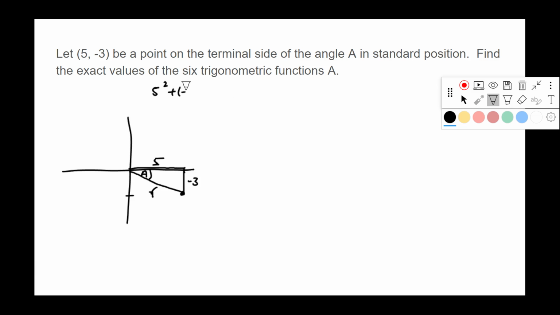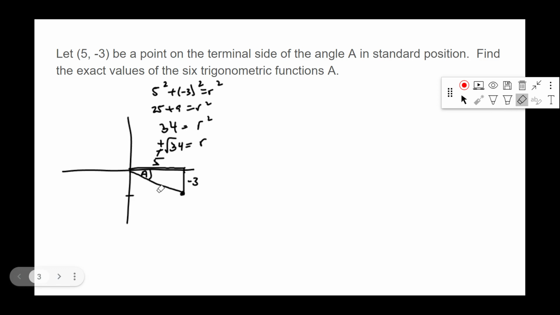I get 5 squared plus -3 squared equals r squared. So 25 and 9 is r squared. r squared is 34. So r equals plus or minus square root 34. But the radius has to be positive. So we're going to throw out the negative answer. We're going to say r is the square root of 34.